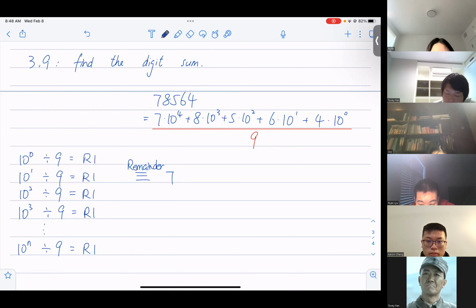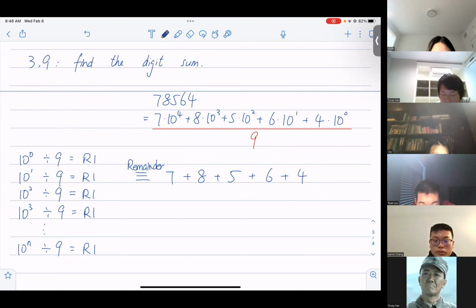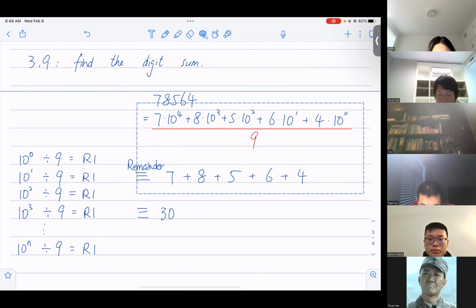So the remainder is 7. For this one, the remainder is 8. For this, the remainder is 5. For 6 times 10, the remainder is 6. For 4, the remainder is 4. And this is just the sum of the digits. If the sum of the digits, or the sum of the remainders, can be divided by 9, then this whole thing can be divided by 9, right? So we can add them up: 15, 20, 30. And 30 cannot be divided by 9, so this whole number cannot be divided by 9. Okay, see if that makes sense.